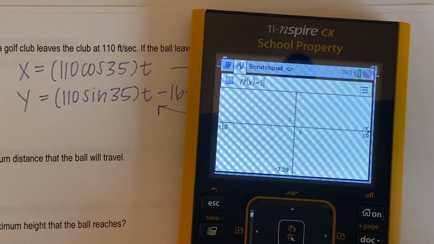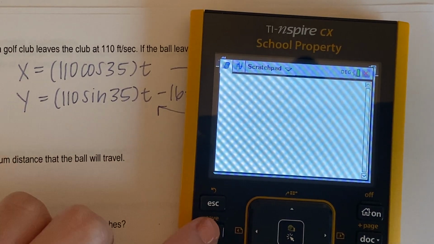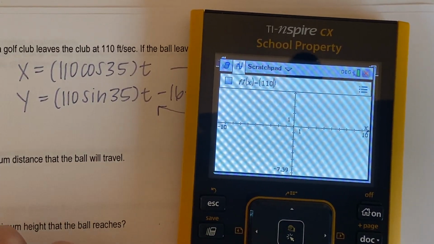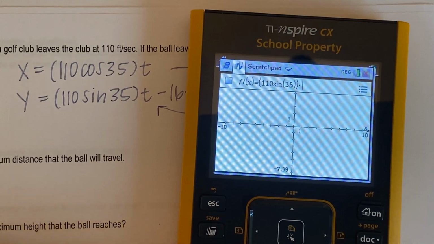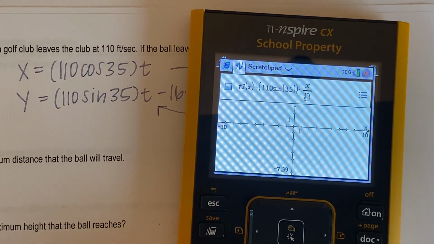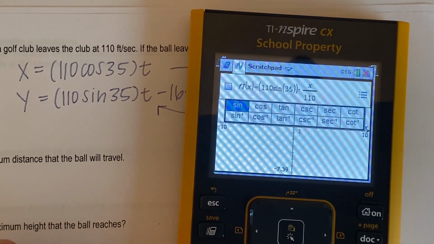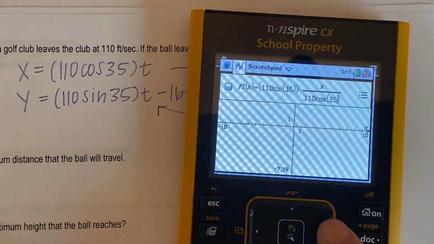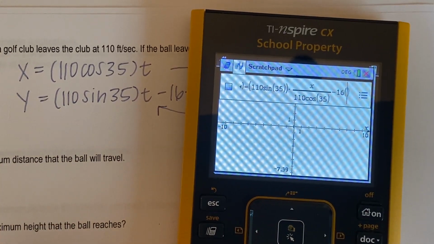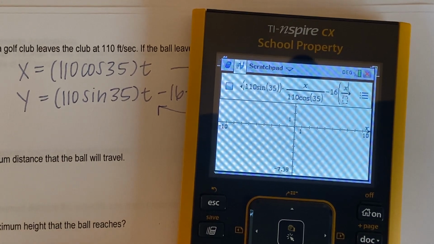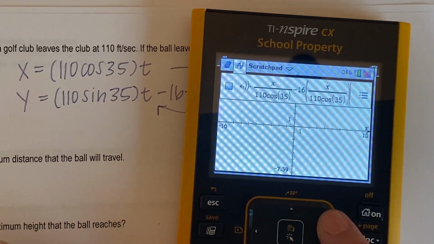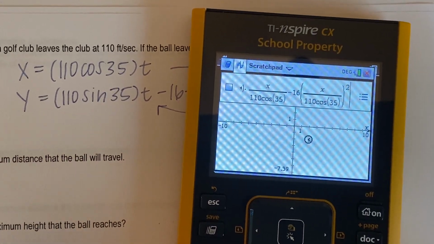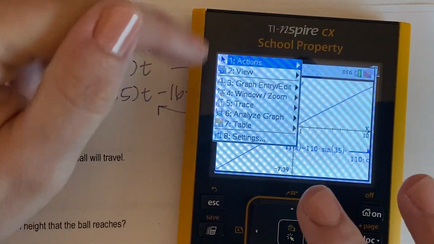110. Oh, I need my parentheses. 110 sine of 35 times x over 110 cosine 35 minus 16 times x over 110 cosine 35 squared. Okay, zoom out.